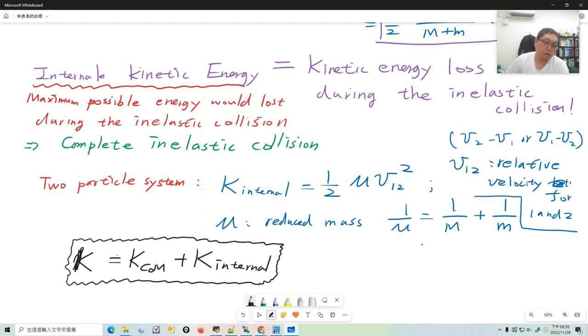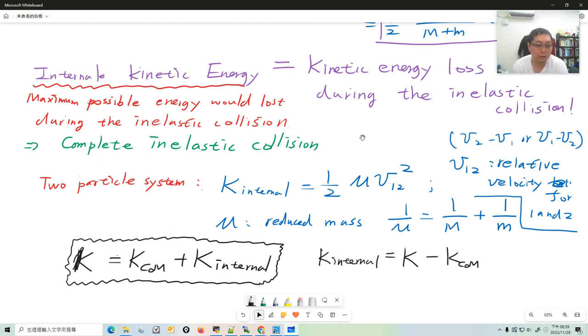Okay, and also, I found there's one problem in your homework where you need to use this concept. The total kinetic energy is equal to the center of mass kinetic energy plus the internal kinetic energy. So you can also say the internal kinetic energy is equal to the total kinetic energy minus the kinetic energy of the center of mass. It's also kind of useful.